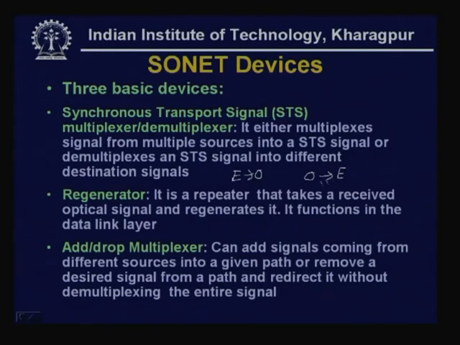Both these conversions are done in the STS multiplexers, so a number of electrical signals are combined and then sent in optical form, or a number of optical signals are received by the STS multiplexers and converted into electrical signals to be sent to different destinations. Then you have regenerators. A regenerator is a repeater that takes a received optical signal, removes noise and regenerates it.